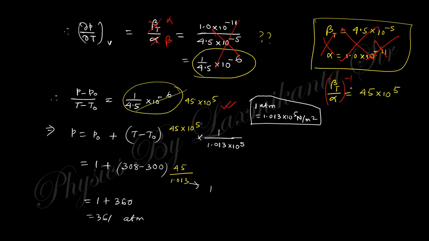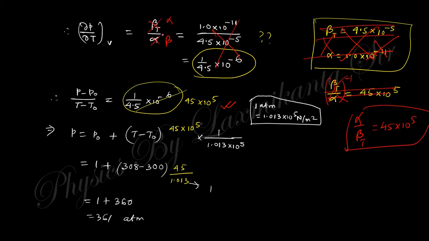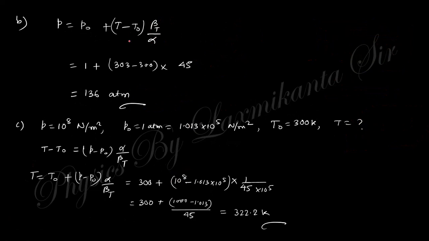So this is nothing but the value of alpha by beta T equal to 45 into 10 to the power 5. This is the concept, the notation is just different. You can see P minus P naught, T minus T naught equals like that. So P equals P naught plus this one, and you know 1 atmosphere equals that many Newton per meter square. So finally, if you take this as 1, the answer will be 361 atmospheric pressure. And the next one was that temperature is 303.